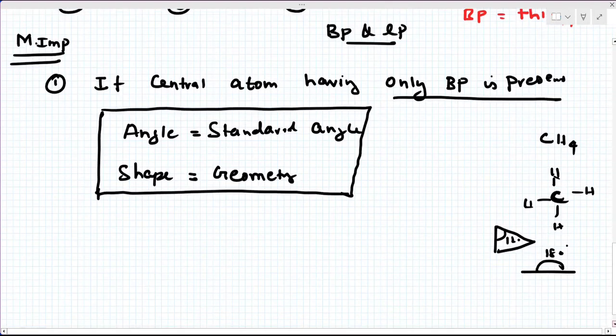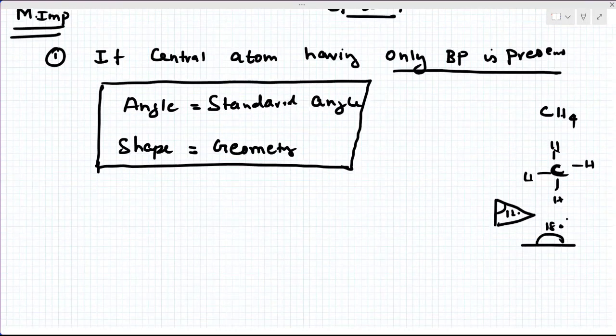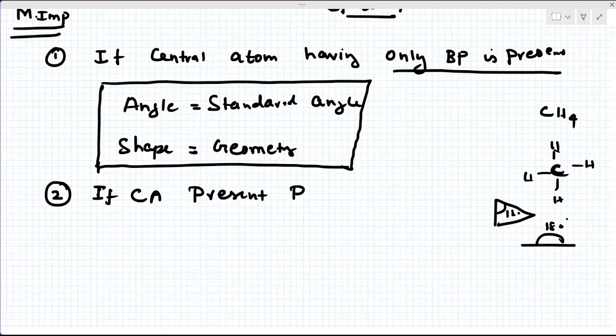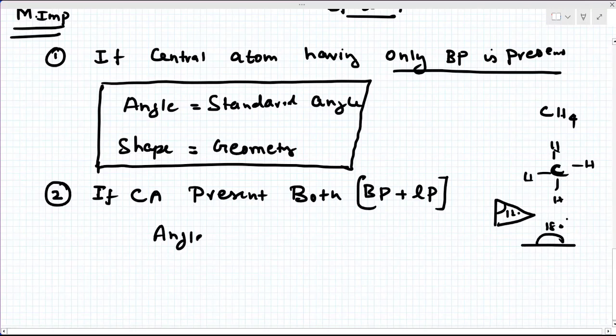Second case, please note, very, very important. If the central atom has both bond pair and lone pair present, the angle is not equal to the standard angle.